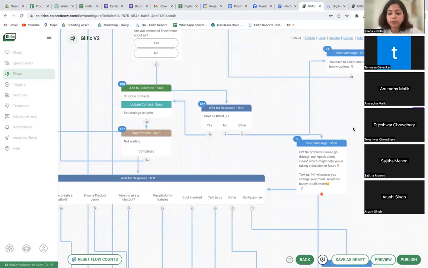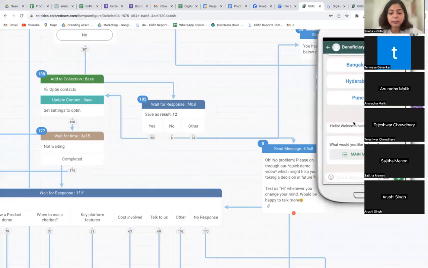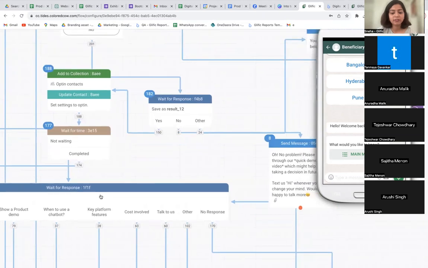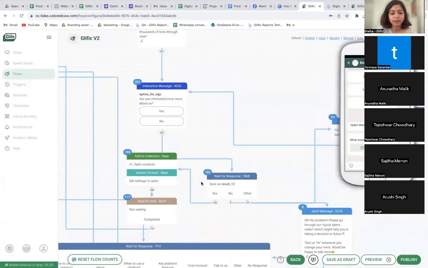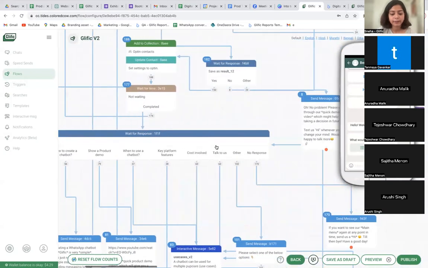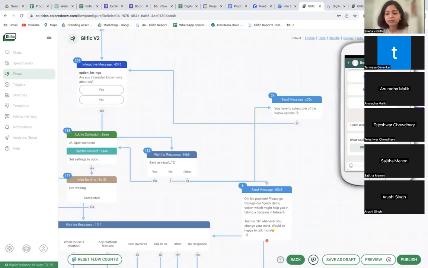There's also a preview window. The preview window helps you to visualize how you're building the bot. So here, if you see, "What would you like to know?" This is one of the messages here. Yeah, just try to figure that out. Where is that? But yeah, it's one of the messages here. Then there are options: What is a chatbot? How to create a chatbot?